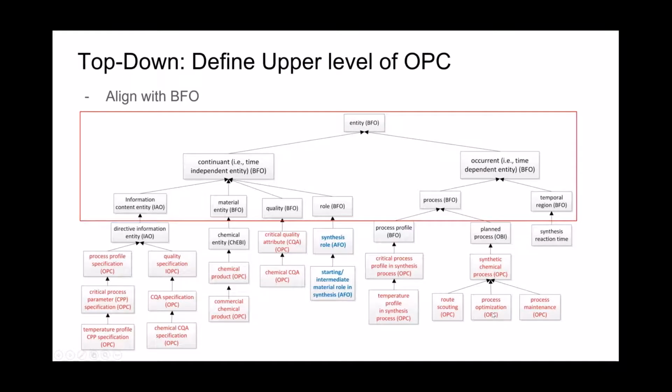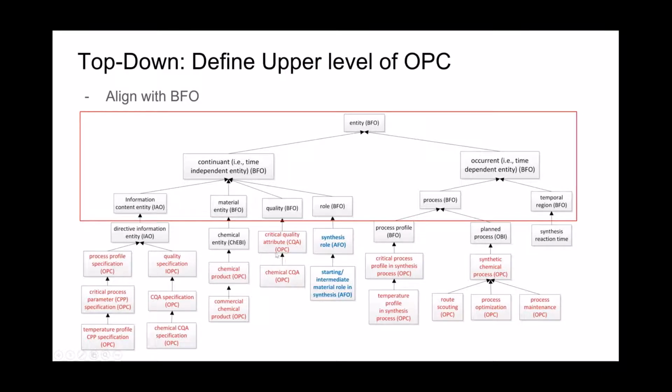So here I want to give some more specifics. So this is a top-down level design. So BFO basically has two major branches. One is the continuant branch, one is the occurrent branch. So the continuant branch is basically time-independent entities. So all these are time independent. So the occurrent one is time dependent. So everything is associated with time or process.